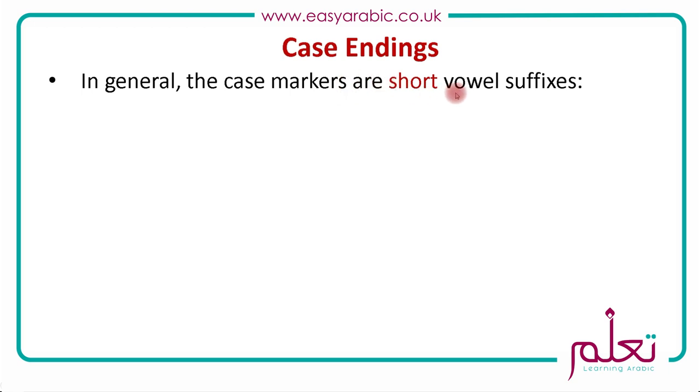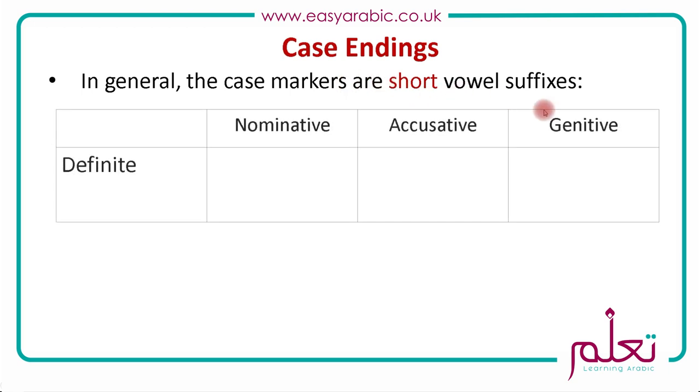In general, case markers are really short vowels, which we've already covered in the short vowel session. The three cases are genitive, accusative, and nominative. When it is genitive, the case ending we're talking about is this bit here. Here is al-bayti. This kasra indicates that it's genitive.